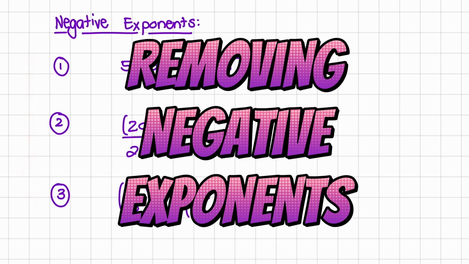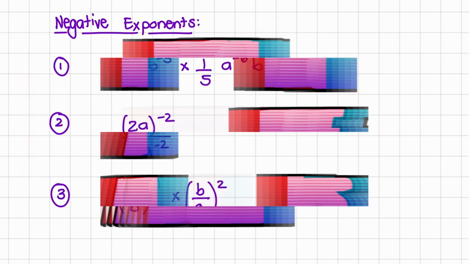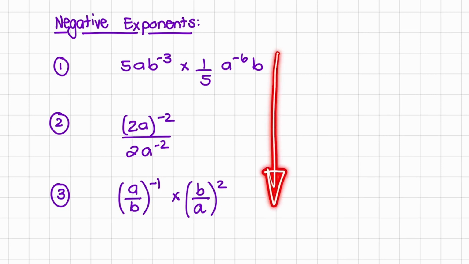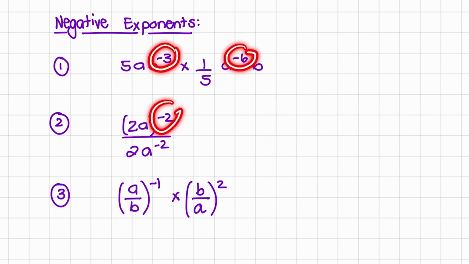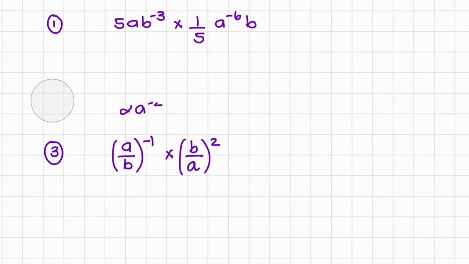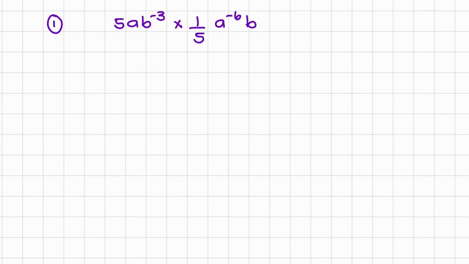We are going on with grade 10 exponents, and in this video we'll deal with 3 examples that work with negative exponents. So let us look at our first example. Here we have 5ab to the power of minus 3 multiplied with a fifth a to the power of negative 6b. And as I explained before, we do not look at the variables yet, we simply work with the coefficients.